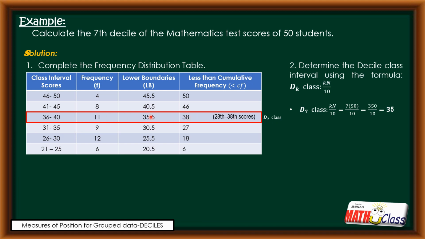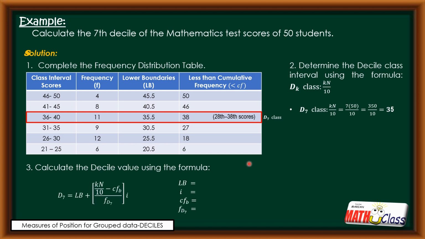Since we already determined the 7th decile class, then it's time for us to do the last step, which is to calculate the decile value using the given formula. For D7, we will have this one. Before doing the operation, we need to provide first the values of the following. For the lower boundary or LB, let us look at the table in step 1. The lower boundary of the D7 class is 35.5.